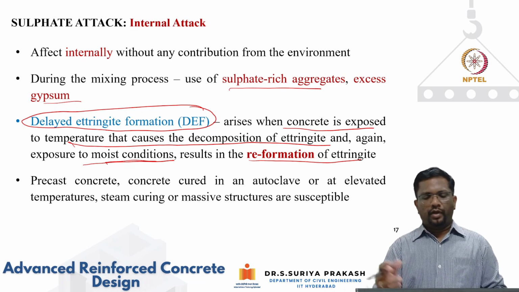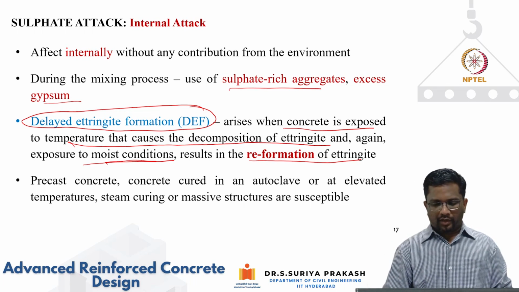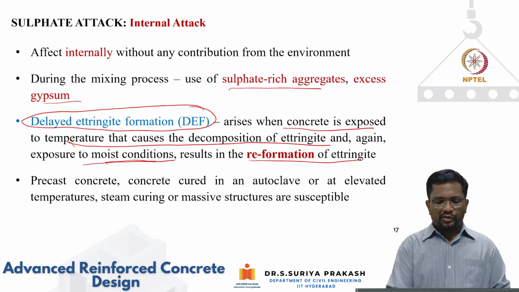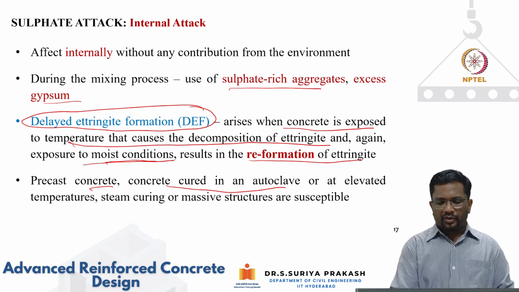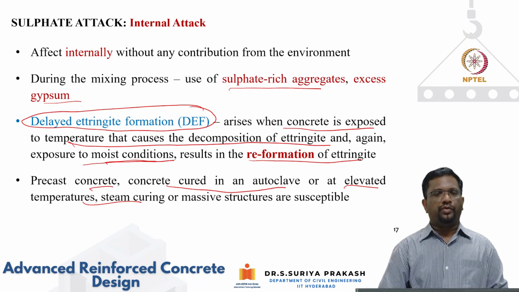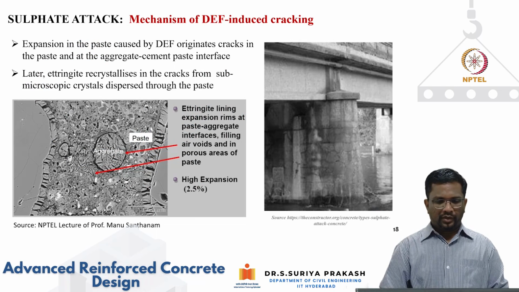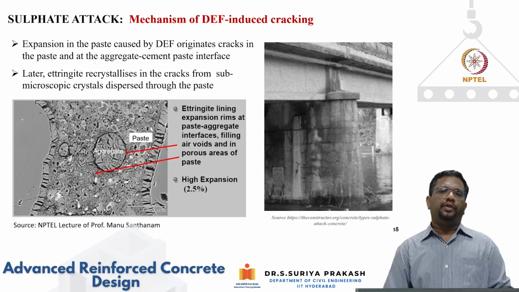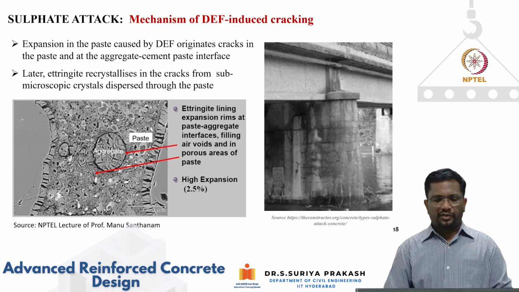And later on, when moisture is available, again it will form ettringite. That is called delayed ettringite formation. That is more possible in precast concrete, concrete cured in autoclave or elevated temperatures. So those are more susceptible to this delayed ettringite formation. Right. Now, what is the mechanism of DEF, or delayed ettringite formation, induced cracking?